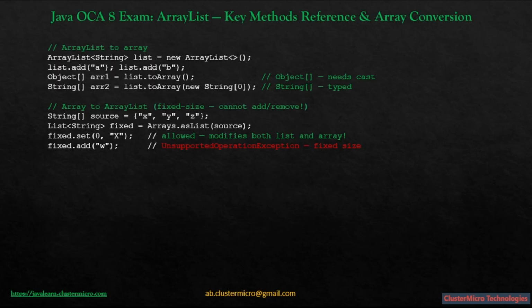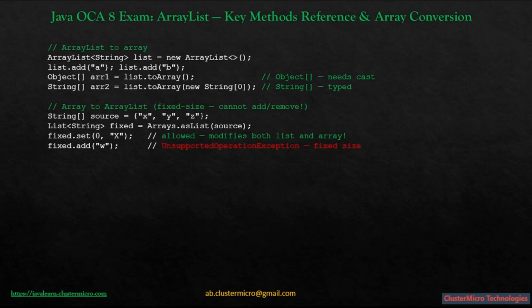For ArrayList to array, there are two ways. The first way is Object[] arr1 = list.toArray(). This returns an Object array. It works, but every element is of type Object, so you must cast each element before using string methods. The second way is String[] arr2 = list.toArray(new String[0]). This returns a proper String array.